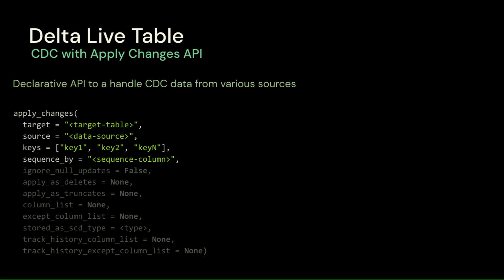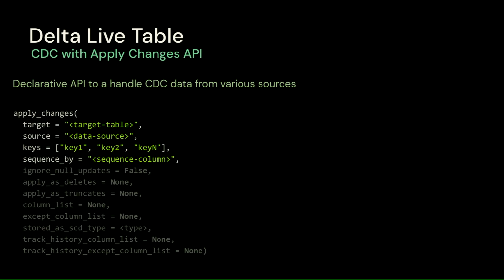You need to have a target table where you will be applying the CDC records. And you need to have a source that represents the CDC records of insert, update, delete events. You, of course, need to have primary keys that uniquely identify a row in your source data frame. And there needs to be a column by which DLT can sequence the events, in order to do out of order event processing.